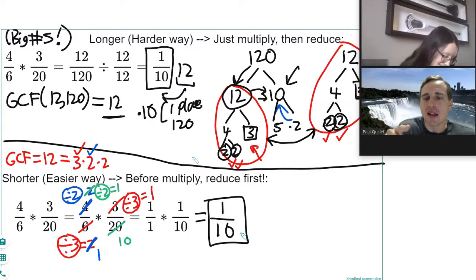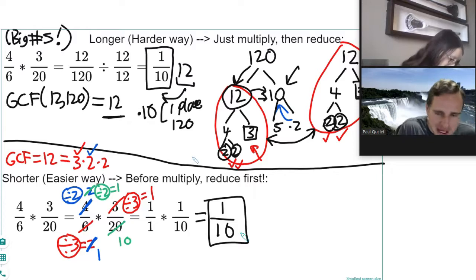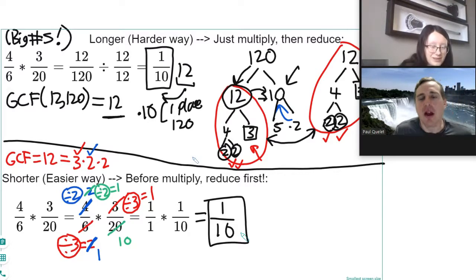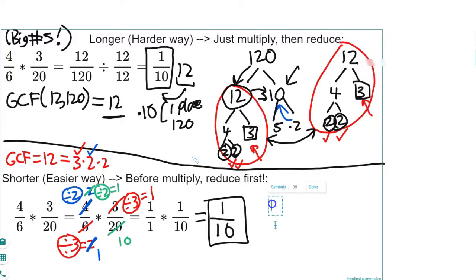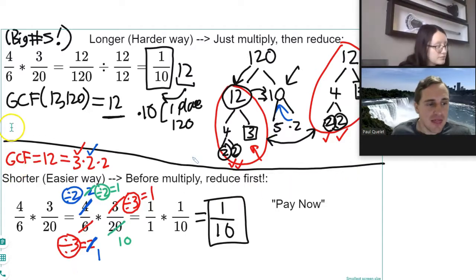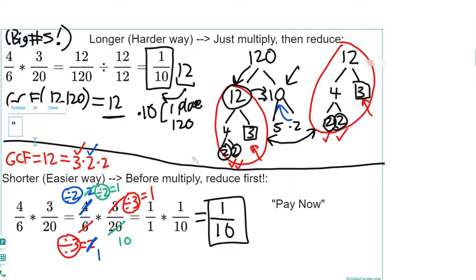But what he's doing is when he has the extra 5 minutes, he's paying now. Paying now, that's the second method here. Pay now. You sort of have to reduce things early on. The method up above is pay later.